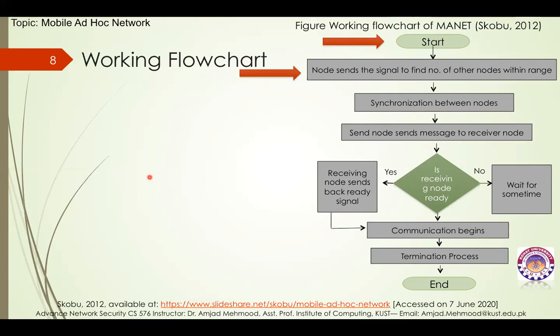Then the node sends signals to find another, so each node will be searching for another node. Then they will be synchronized, once they find overlapping of different wireless ranges, so they will synchronize with each other. Then each node sends a message to its receiver. And now there is a decision: is the receiving node ready? If it is ready, the receiving node sends back ready signals, and communication begins.